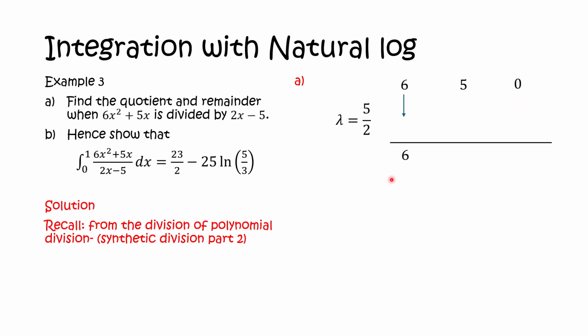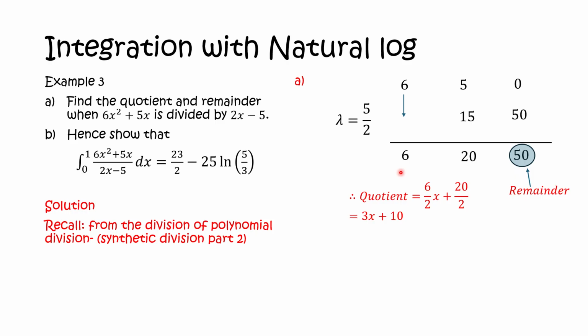With that, we spread out the coefficients of x starting from the leading term, x squared: 6, 5, and 0 for the last one, which is the constant, which we do not have in this case. So we drop the 6, we multiply that 6 by lambda, we get 15. 15 plus 5, we get 20. 20 times lambda, we get 50. 50 plus 0, we get 50, implying that 50 is our remainder. Since the divisor has a coefficient which is not equal to 1, in this case 2, we divide by that 2. So the 6x is divided by 2, and the same goes for the 20 divided by 2, so that we get the quotient as 3x plus 10.